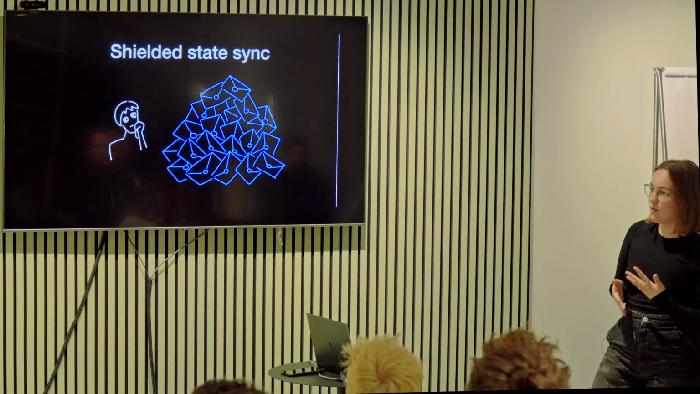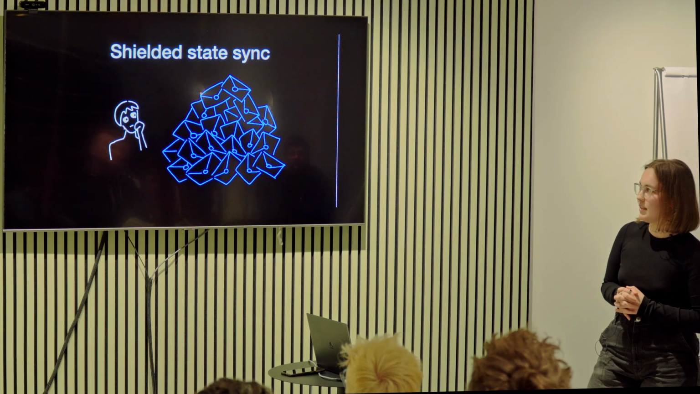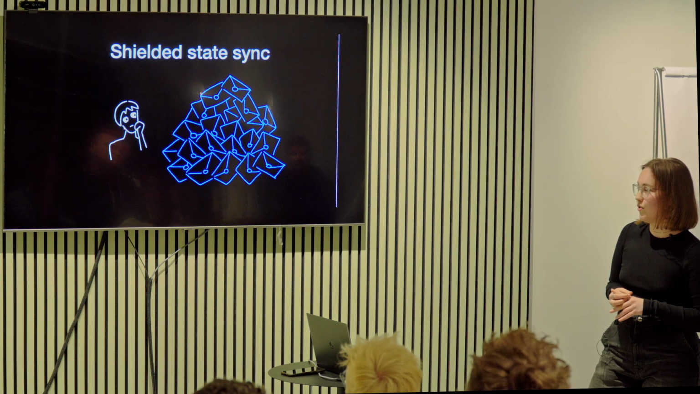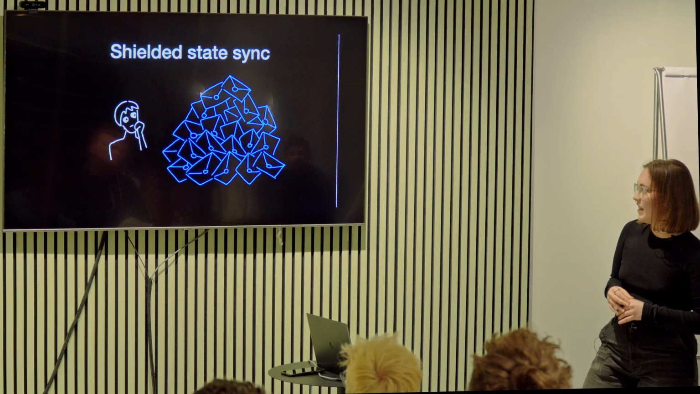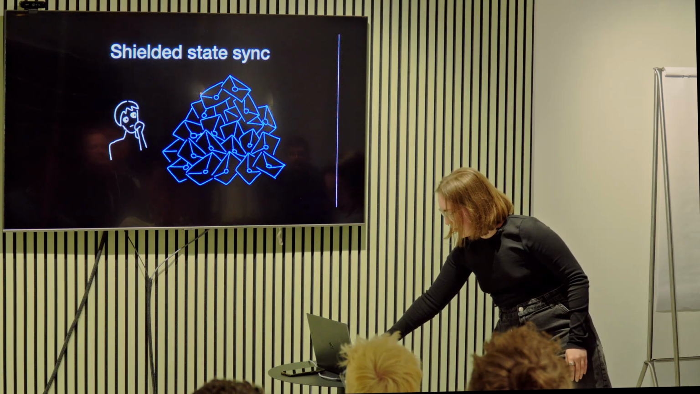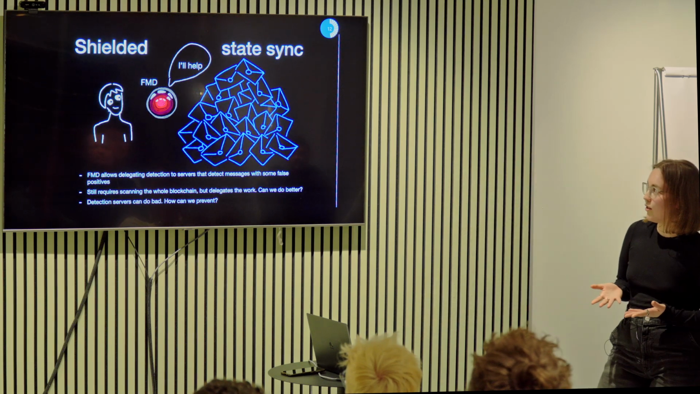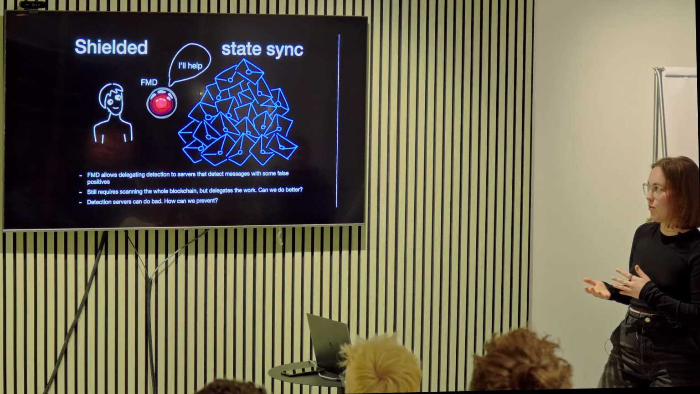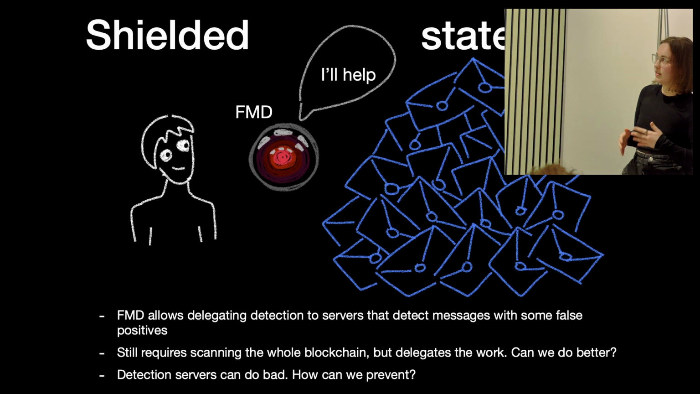I'm a user, and someone sent me something using this system. How do I know about that? It's a difficult question because everything is encrypted, so the only way I can do that is to try to decrypt everything. You can imagine it's expensive to do, right? One approach to deal with that is to ask someone who can help, but they will learn something from it. One of the approaches you can use is FMD, fuzzy message detection. It's a system that allows detecting transactions without decrypting them.